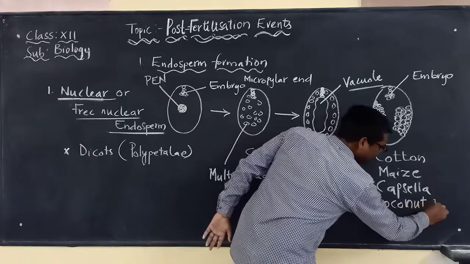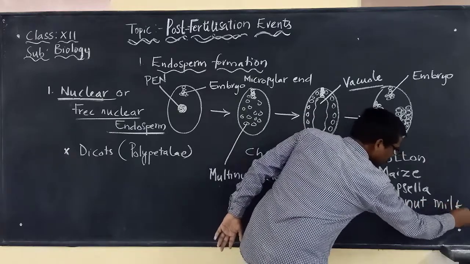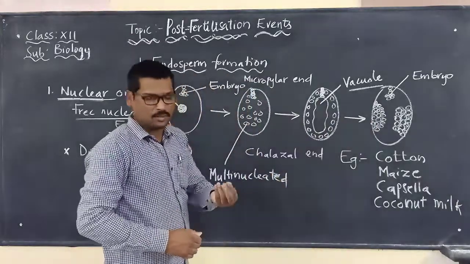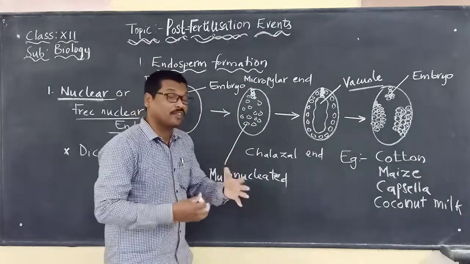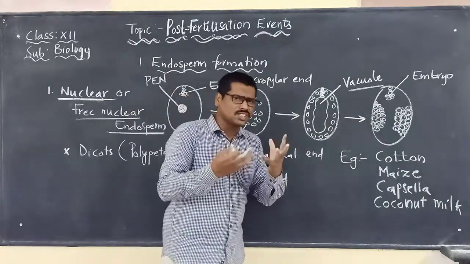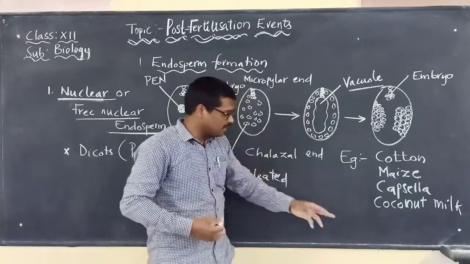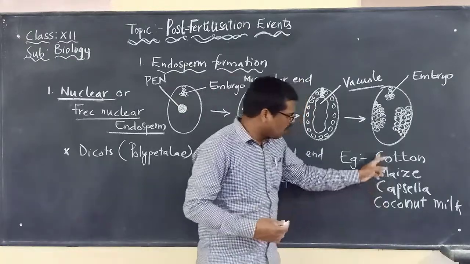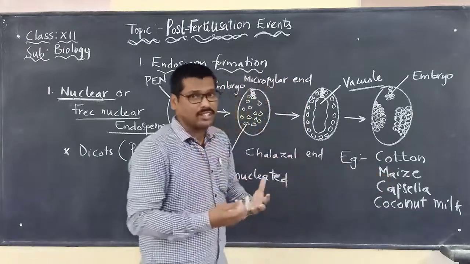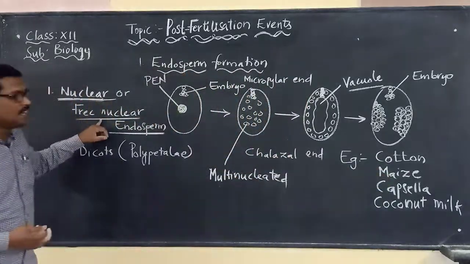coconut milk. Coconut milk means what? The water that we drink from the coconut, that is the free nuclei. Please remember, thousands of nuclei will be present in it. So that is called coconut milk. So all these are the best examples which show free nuclear endosperm.